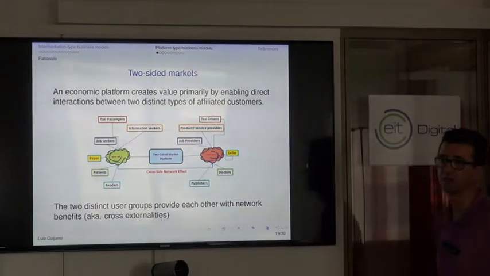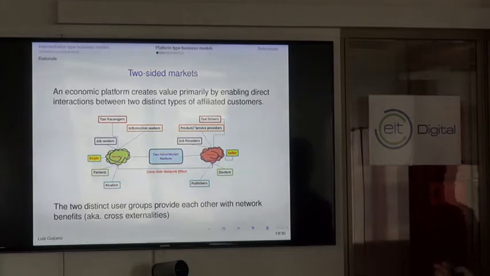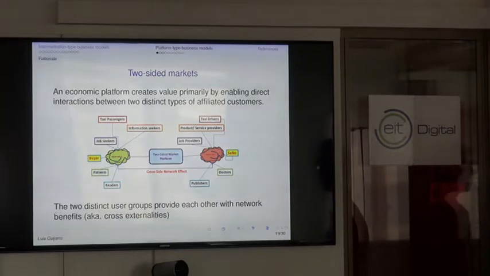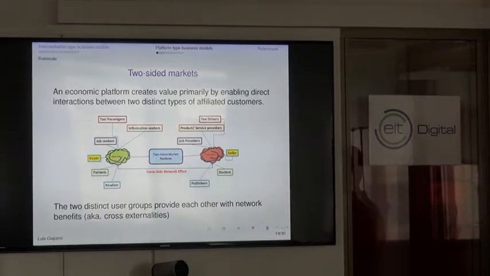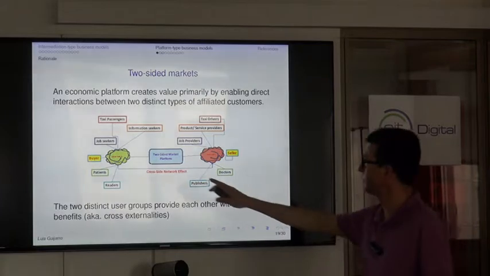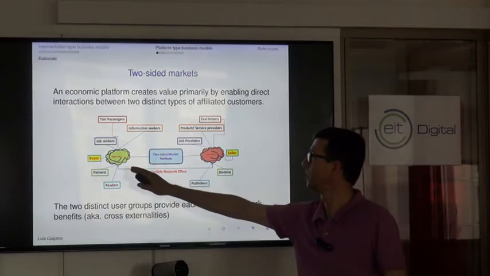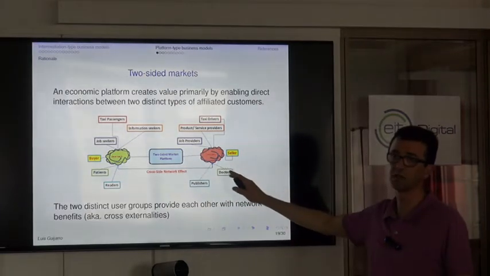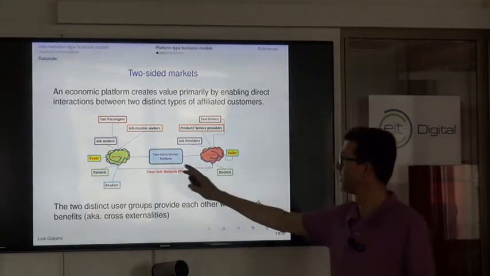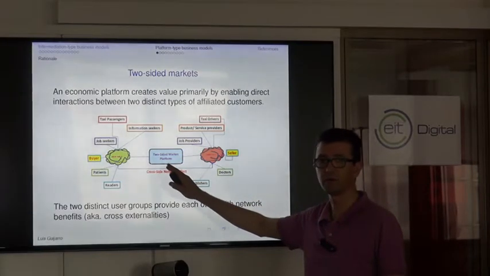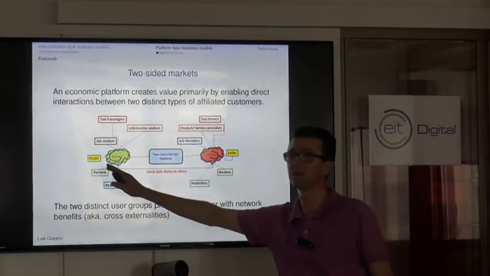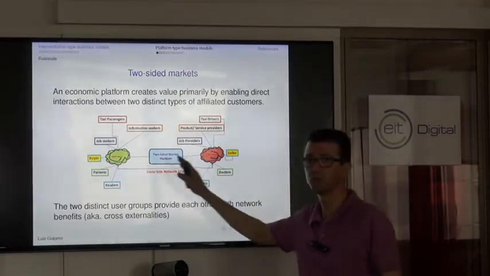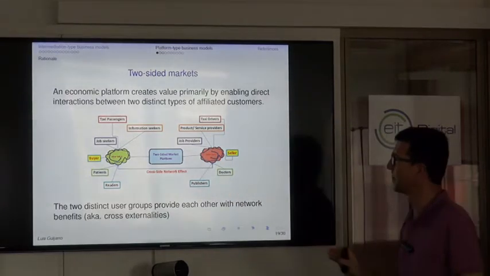One of the first examples where this two-sided market concept was applied is the credit card payment example, where the platform is the credit card platform. One user set are the credit card holders, and the other user set are the merchants. So the credit card platform enables the interaction between the credit card holders and the merchants, since this allows a transaction to be settled.